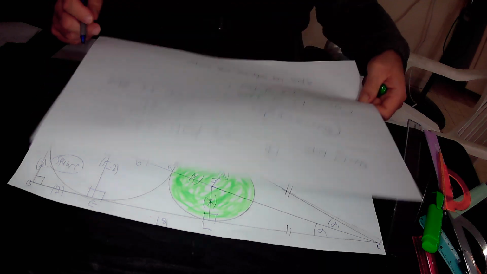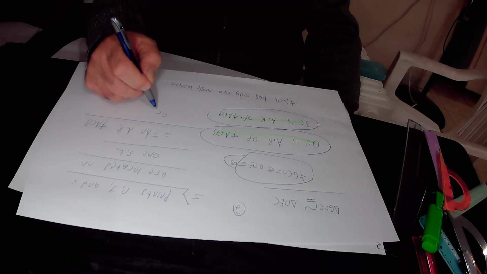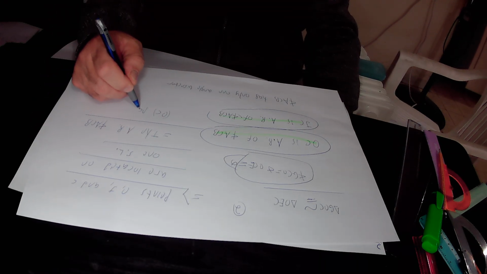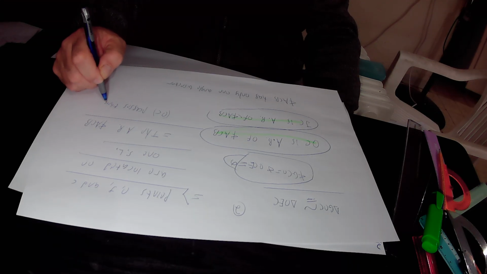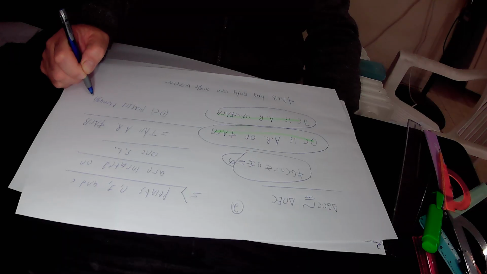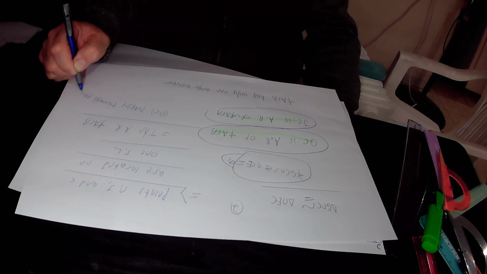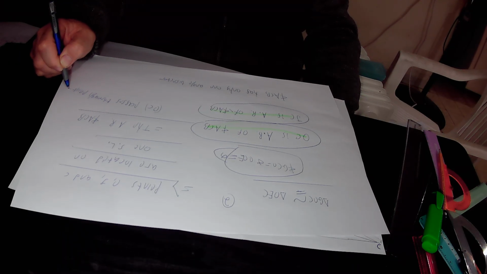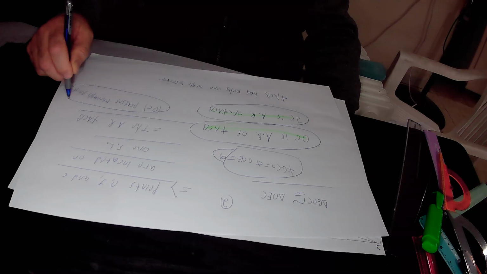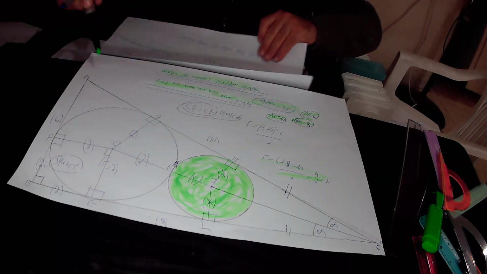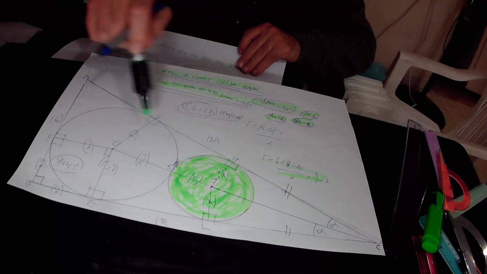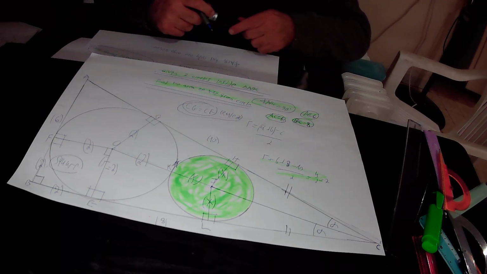Therefore, OC passes through point J, or OJC is one straight line.